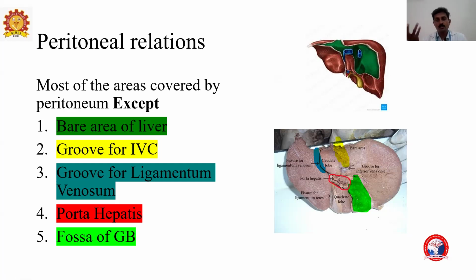That part of the liver is not covered by peritoneum. So peritoneum will cover only the IVC part; inside the IVC groove, we don't have a peritoneal cover. And the fissure for ligamentum venosum is also not covered by peritoneum. And porta hepatis: porta hepatis is surrounded by peritoneum, but the exact region is not covered by peritoneum. And again, the fossa for gallbladder is also not covered by peritoneum. Okay. These are the 5 regions not covered by peritoneum.